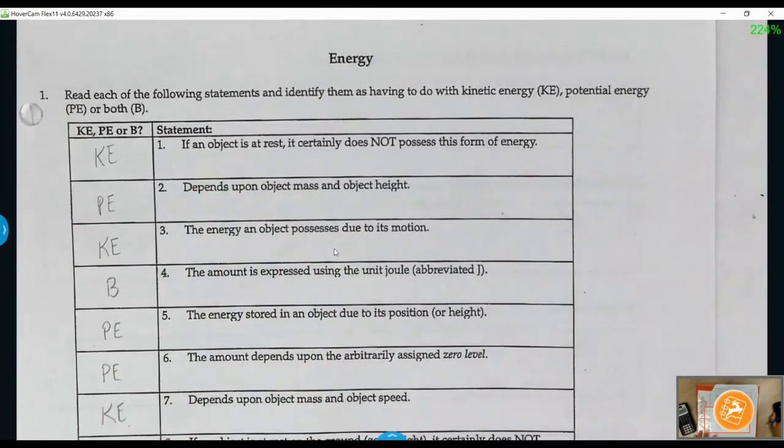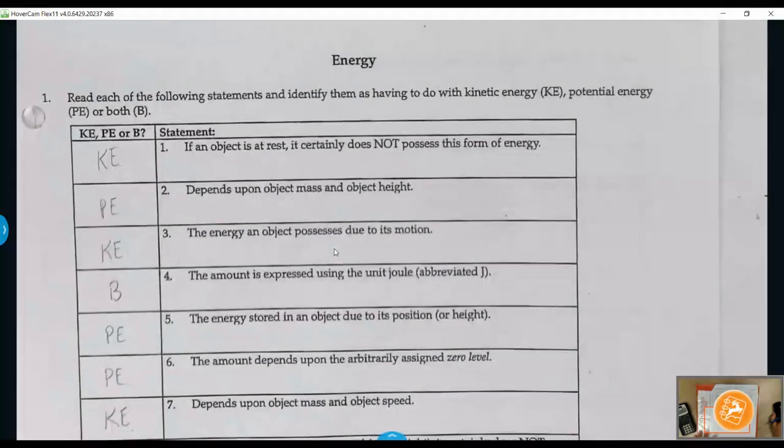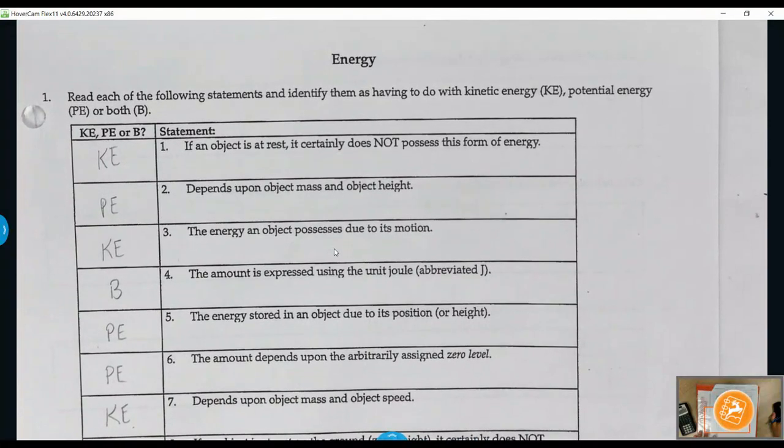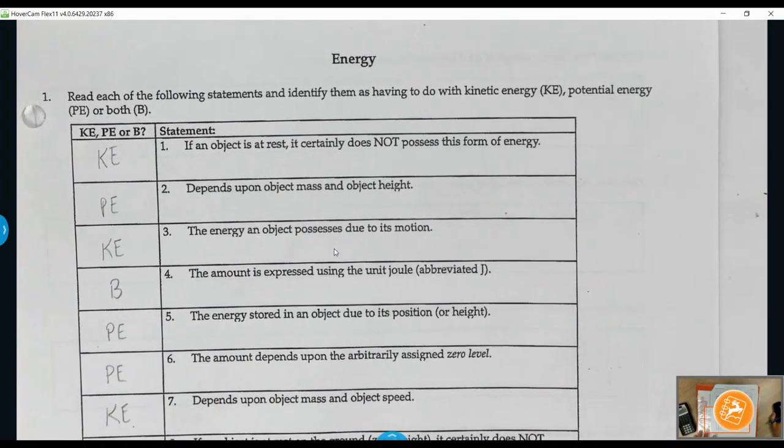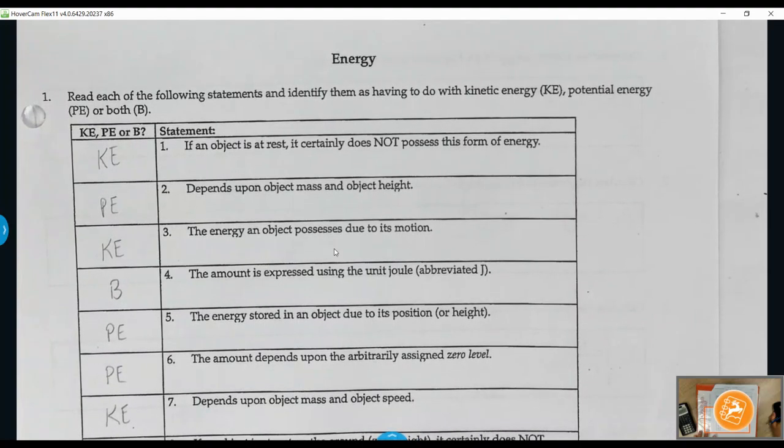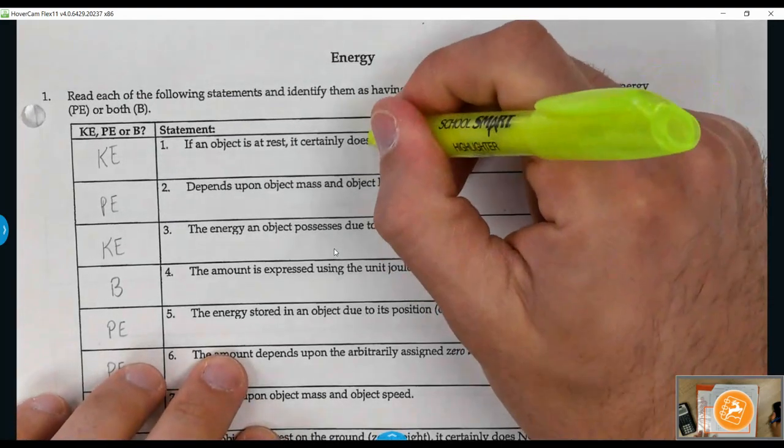All right, guys, we're taking a look at our energy review here. So just off of the notes that we've taken, we want to identify the following statements as to whether we're talking about kinetic energy, potential energy, or both. If an object is at rest, it certainly does not have this energy.